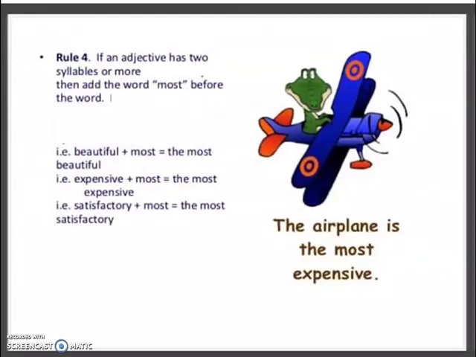Beautiful, expensive. Expensive, 3 syllables, we have to use the most expensive. As you can see in the example, the airplane is the most expensive. We can't say expensiver or expensivest.